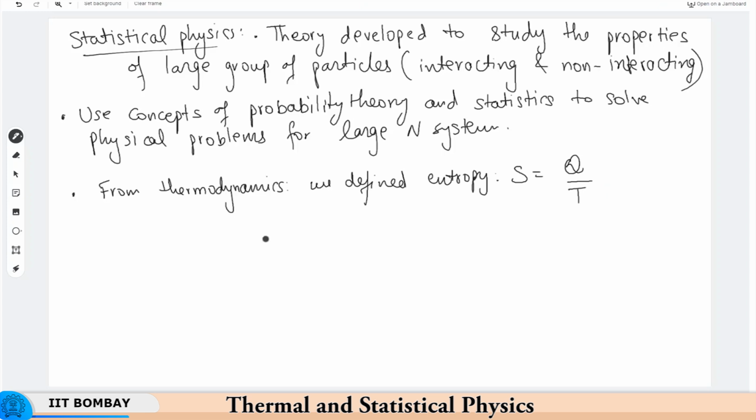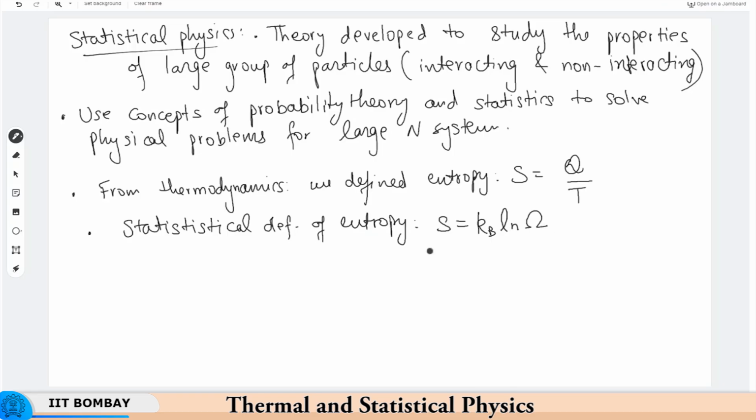And later on we also saw this from a statistical point of view, right. So, the statistical definition of entropy goes like this. We saw that entropy is nothing but Boltzmann constant times log of omega, where omega is the number of accessible microstates in a particular macrostate, right. So, this is how we defined entropy.